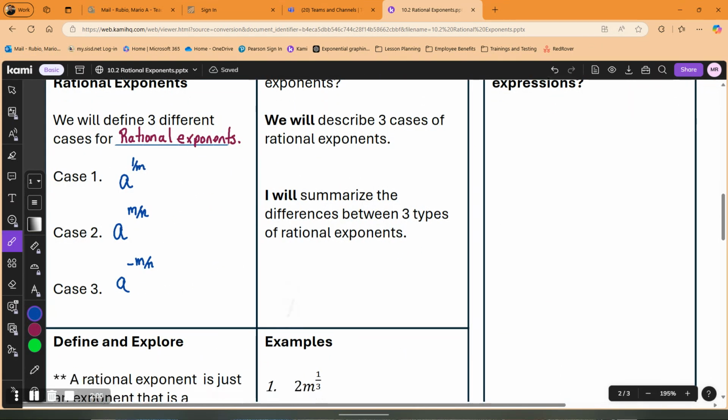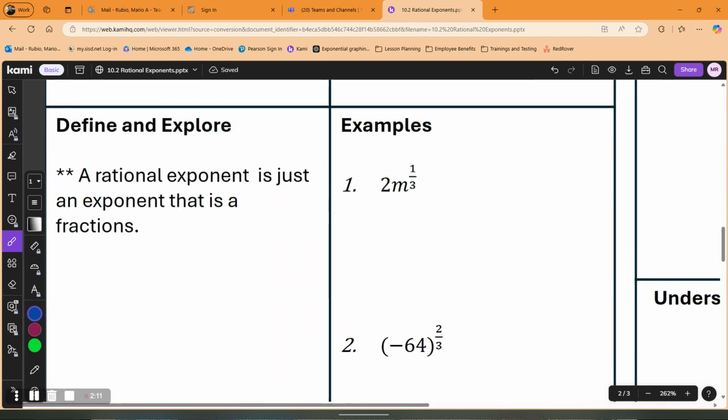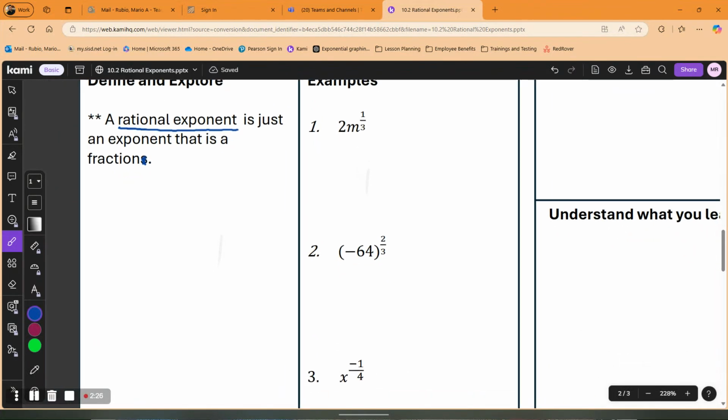Let's go ahead and go down to some definitions. So a definition is simply this. A rational exponent is just an exponent that is a fraction. That's it. Okay. Write this down, please, as a definition in your notebook. I want you to write a rational exponent is just an exponent that is a fraction. And let's look at the three different cases.